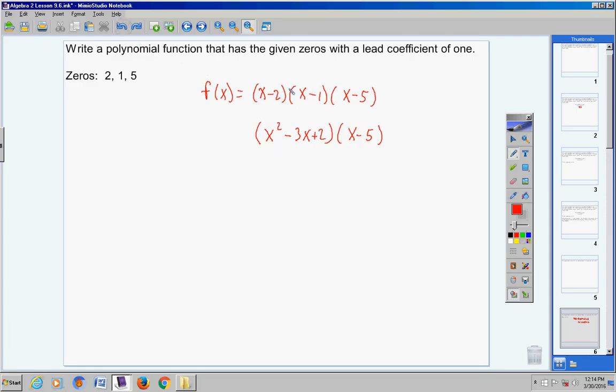So now I multiplied this times this, and I got this. Now take this times this. So your x squared gets multiplied through. You take x squared times x, x squared times negative 5, then negative 3x times x, negative 3x times negative 5, then 2 times x, and then 2 times negative 5.